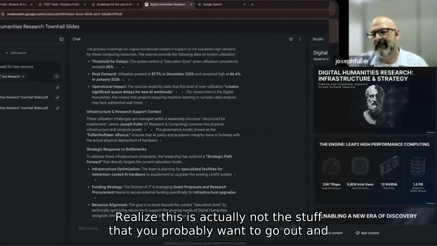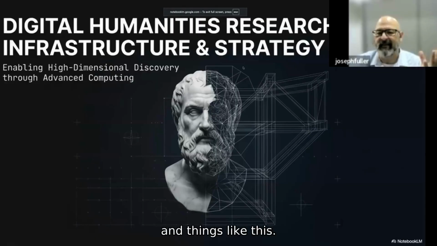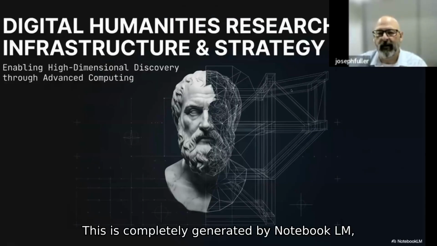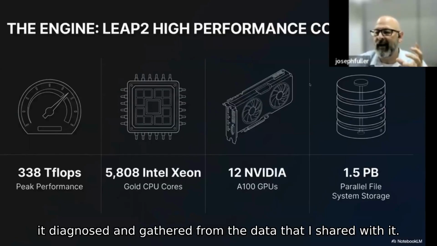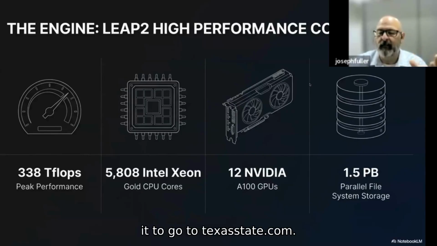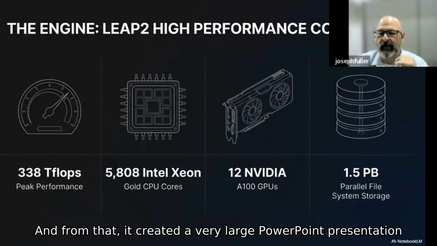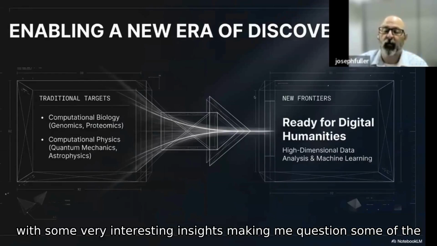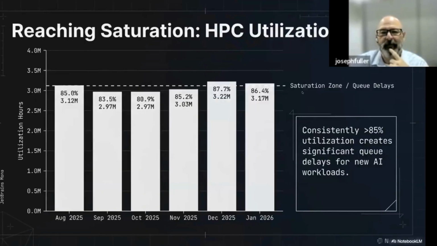Realize this is actually not the stuff that you probably want to go out and be sharing right away without going through and editing and things like this. This is completely generated by Notebook LM, but I found it very interesting what it perceived, what it diagnosed and gathered from the data that I shared with it. And I didn't tell it to go out to the public websites. I didn't tell it to go to texasstate.com. It's only using those 4 or 5 pages that I provided for it. And from that, it created a very large PowerPoint presentation with some very interesting insights, making me question some of the things that I was thinking about too, going, how is this really working?